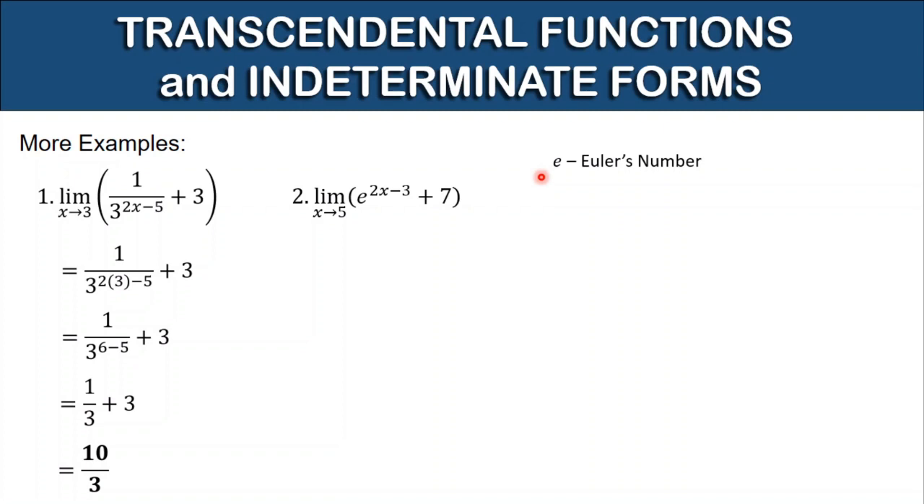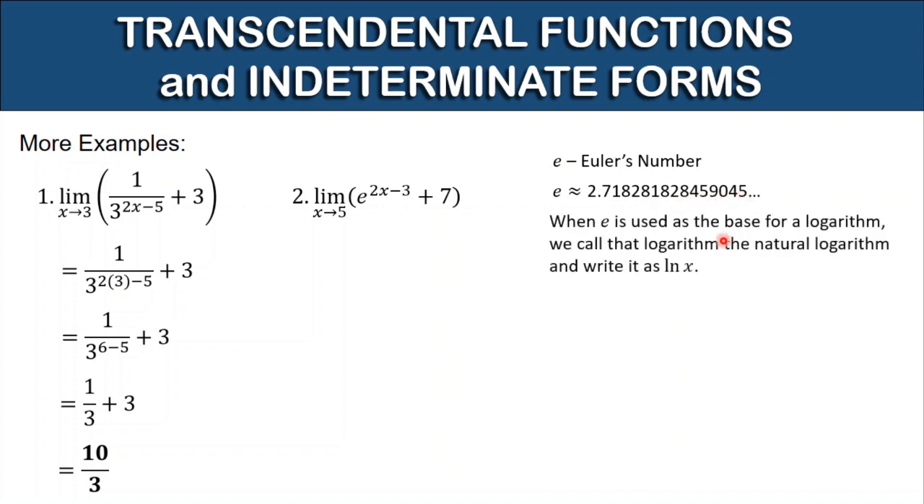So kung yung pi natin is 3.1415925 and so on, our Euler's number is 2.71828182845945 and so on. When e is used as the base for a logarithm, we call that logarithm the natural logarithm and write it as ln x, or the natural logarithm of x.